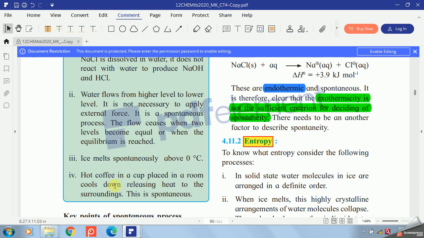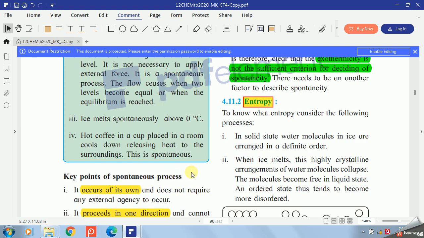Then ice can melt into water above 0 degree, so it is a spontaneous process. Then a hot cup of tea or hot coffee placed in a room cools down by releasing heat to the surrounding, so it is a spontaneous process.